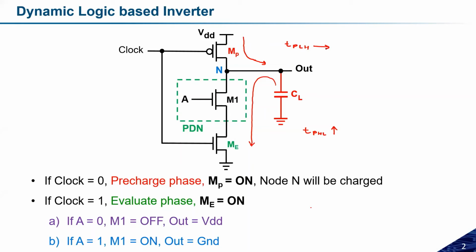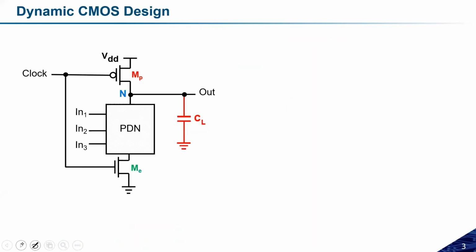So to overcome this problem, we can go for the next kind of design. So let us try to see what are the other alternatives. So this is what we generally studied, just in the previous slide. This is how this dynamic CMOS design looks like.